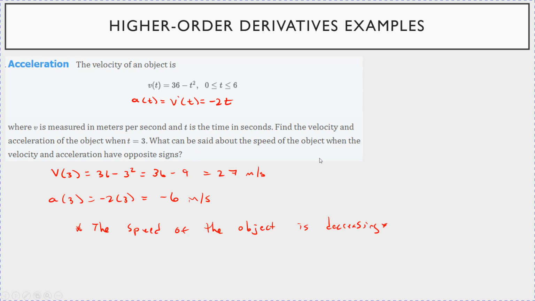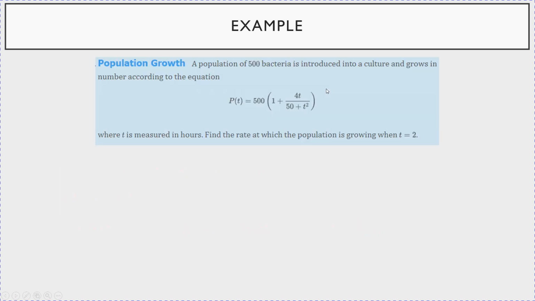All right, let's end on this one here. Okay, so a population of 500 bacteria is introduced into a culture and grows in number according to this equation. Okay, so it's the population at t, and it looks like t is measured in hours, is equal to 500 times 1 plus 4t divided by 50 plus t squared. And what I want to do is find the rate at which the population is growing when t is equal to 2.